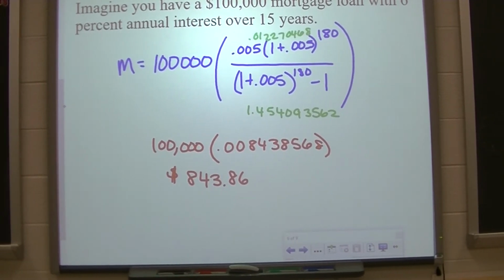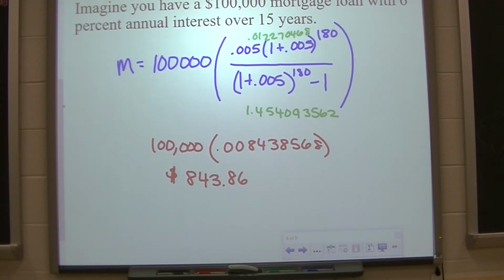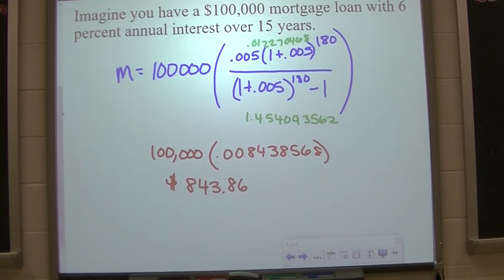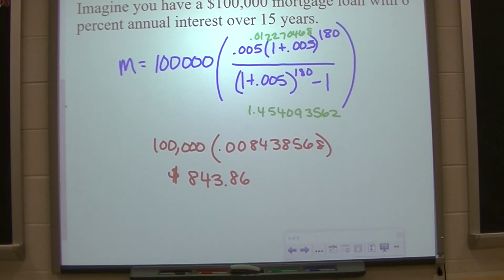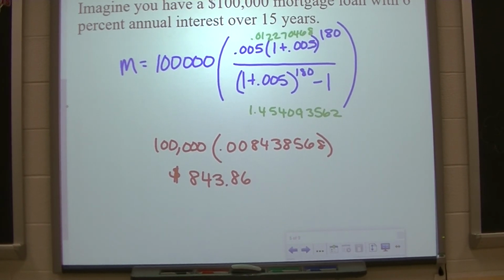Now, when you go with a 15-year mortgage loan, you get the best interest rate. They extend it out to 20 years, and then most of them are 30-year loans. And this works just like car loans do. Of that $843.86, maybe only $100 is going towards the principal for the first payment, and the other $743.86 is going towards your interest. But as you continue to pay, that value changes.